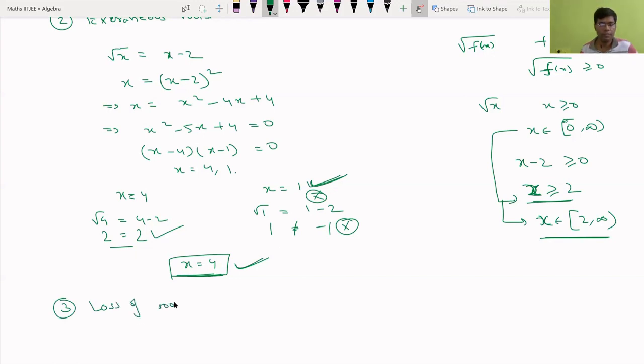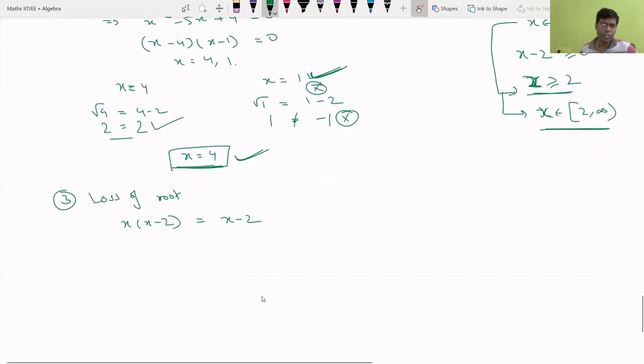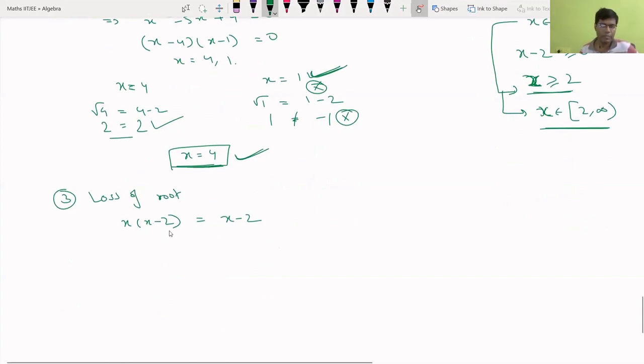loss of root. So sometimes what happens when we are performing some operation, there could be cancellation of a root. So suppose I have an expression like this, x multiplied with x minus 2 is equal to x minus 2. So generally what some students do is, okay, here I have x minus 2, here I have x minus 2. So let's cancel both of them. So let's see what happens if we cancel. If we cancel it, we are getting just x is equal to 1 as the root.